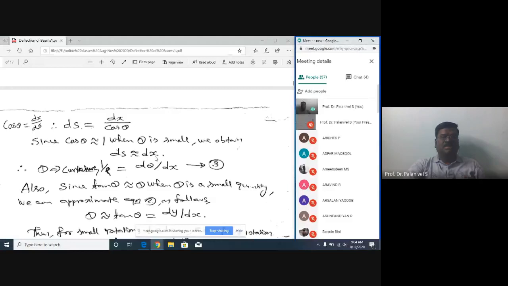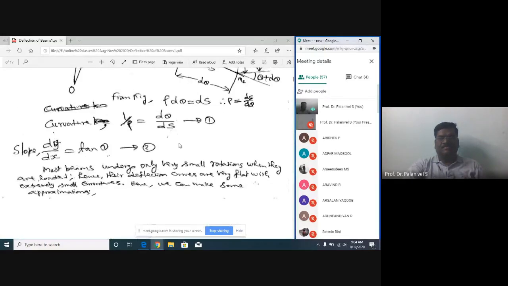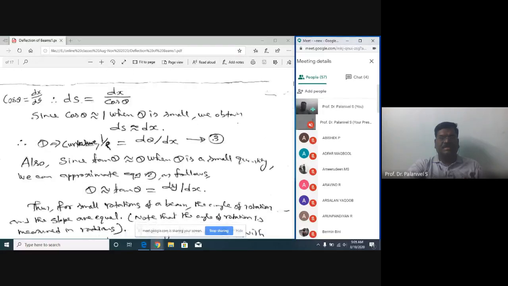Actually, I told you the angle of rotation is very minute because the beam is almost flat. In actual practice, it will not deflect much. That is why we are getting this kind of approximation. This ds is approximately equal to dx. Therefore, the curvature of equation 1 can be rewritten as curvature 1 by rho equals d theta by, instead of ds, you can put dx. Okay, that is equation 3.